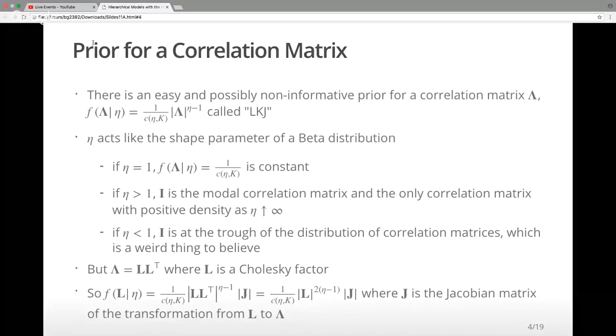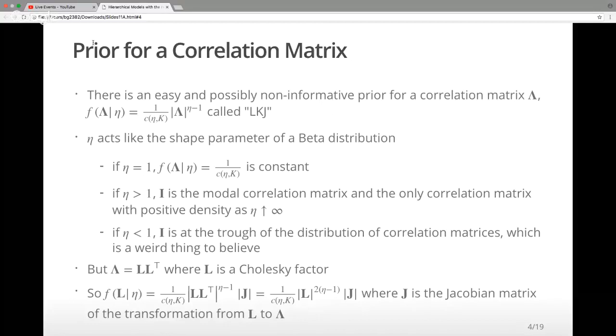But since lambda is a correlation matrix, it has to be positive definite, and thus it's going to have a Cholesky factorization. We can write lambda as L times L transpose. Indeed, if you declare something to be a correlation matrix in Stan, it ensures that it's positive definite by making an L and then multiplying L by its own transpose to make this positive definite matrix. And so we can write lambda equals L times L transpose, where L is a Cholesky factor.